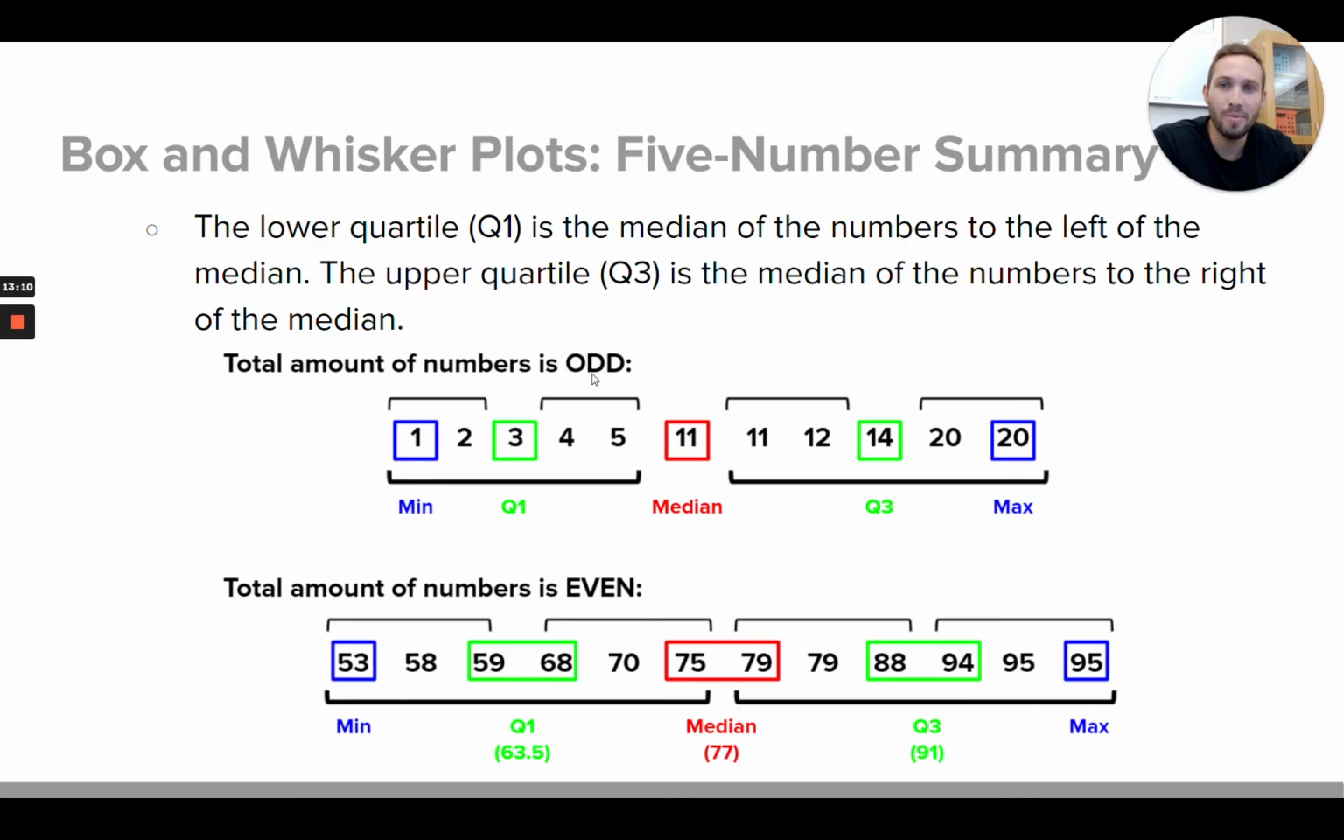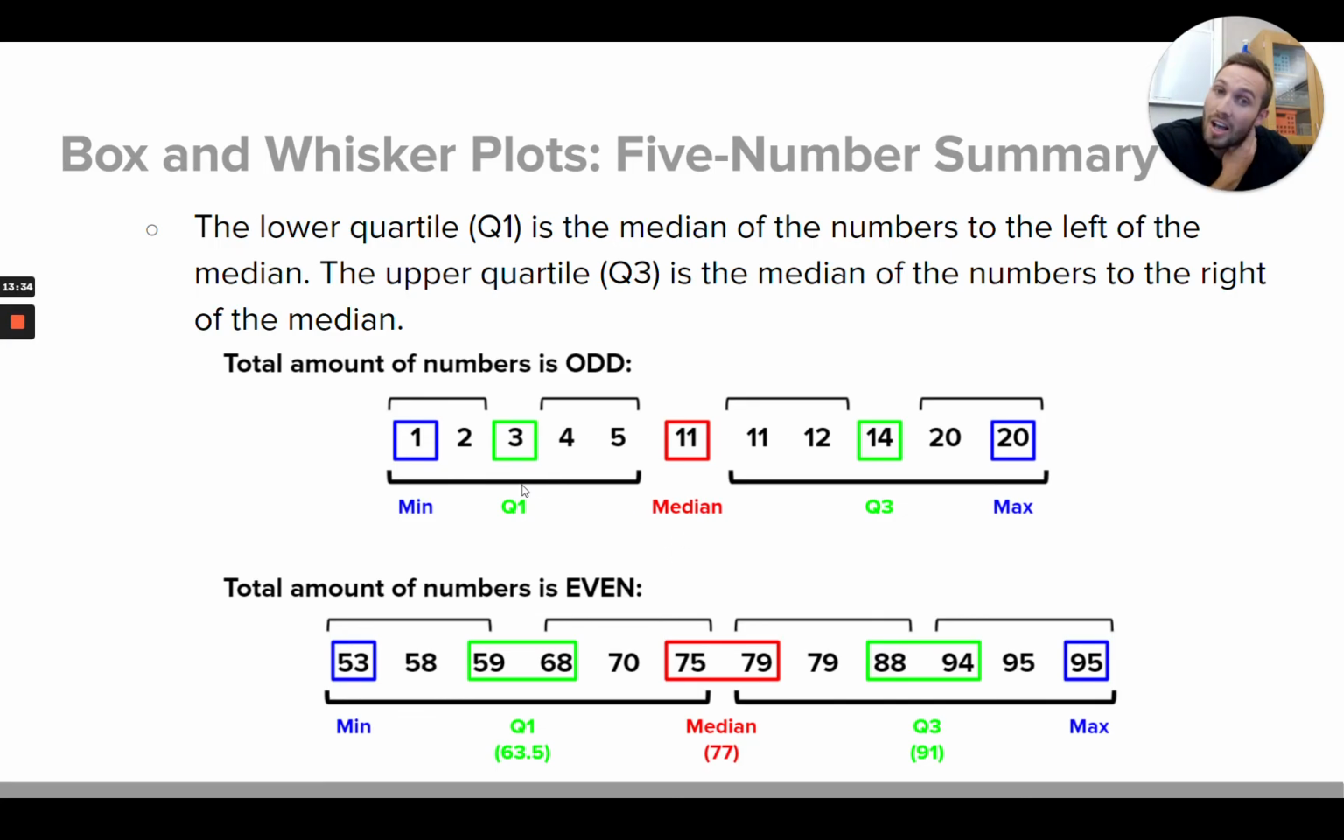So if the total amount of numbers is odd, like in this case, there's 1, 2, 3, 4, 5, 6, 7, 8, 9, 10, 11 values. So that's odd. There's obviously a minimum and maximum, and then the median is a nice just one number. It's 11. Like if you order this from largest to smallest, there's going to be 5 on this side, 5 on this side, 11's in the middle. That's your median. Or Q2.